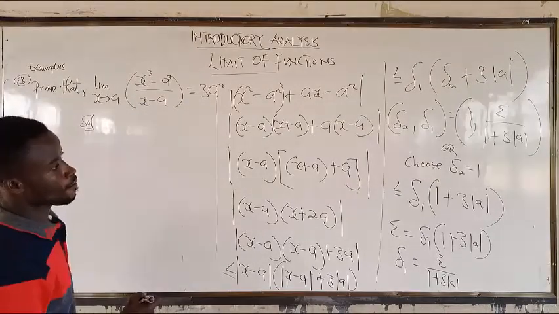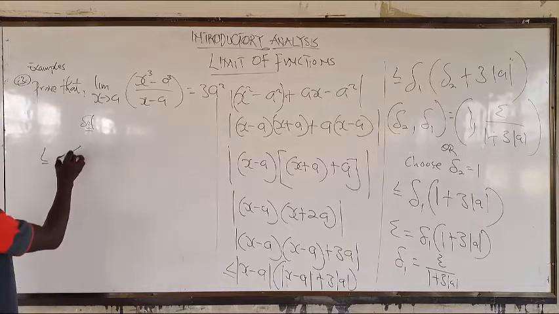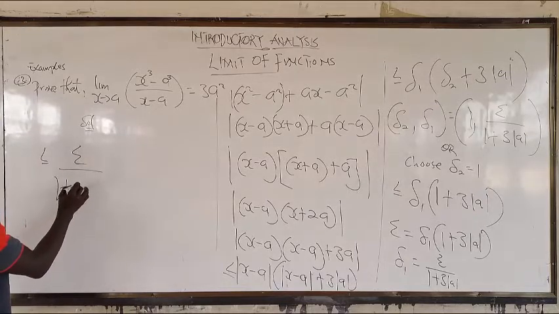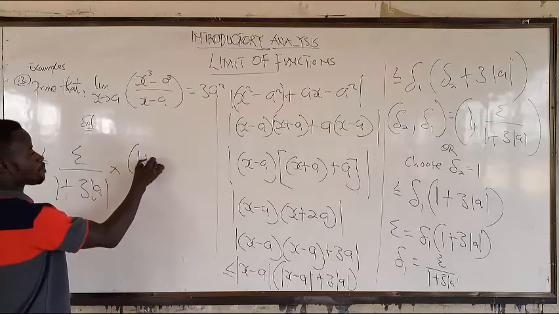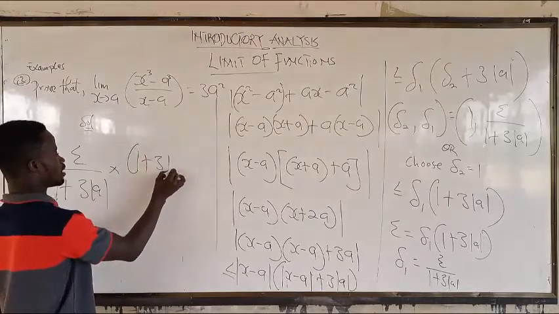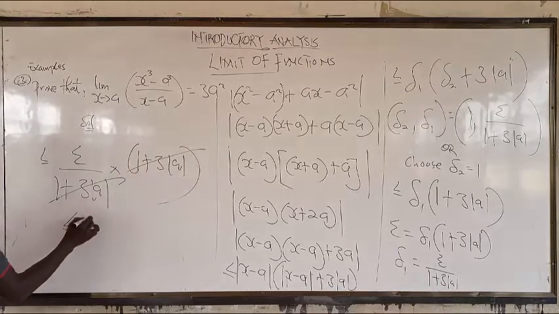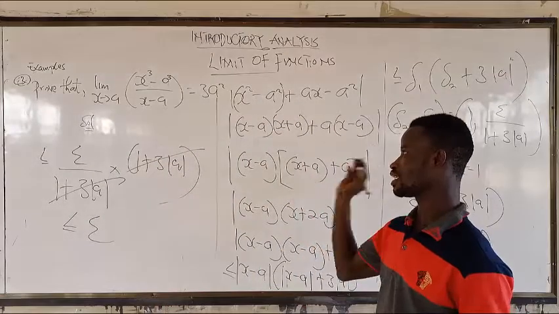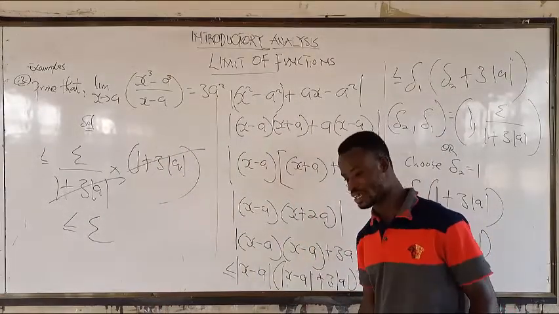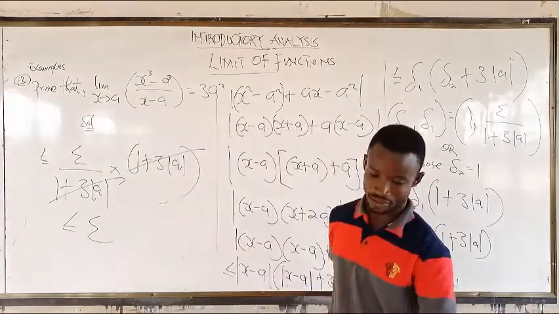Now the delta 1 is epsilon over 1 plus 3a, times 1 plus 3a of this. So this cancels this, then we will be left with epsilon. Alright, so that brings the end of that question. We'll be back with the next question.